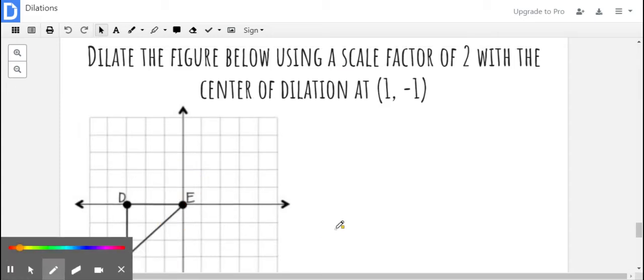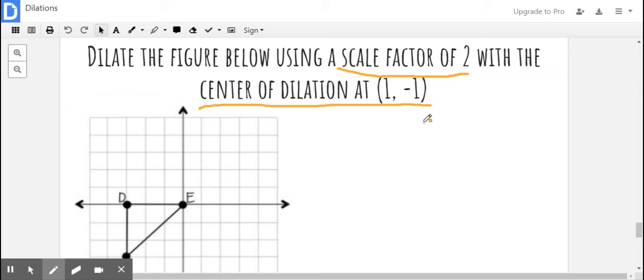In this new problem, we have some different things going on. We have a scale factor of 2, so we're going to be trying to double the size of the triangle that you see in front of us right now. And we also have a new center of dilation of 1, negative 1. So I'm going to write this both off to the side here so we can see it while we're working. So K equals 2.